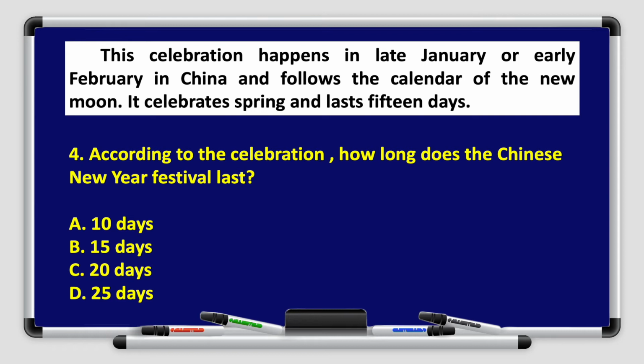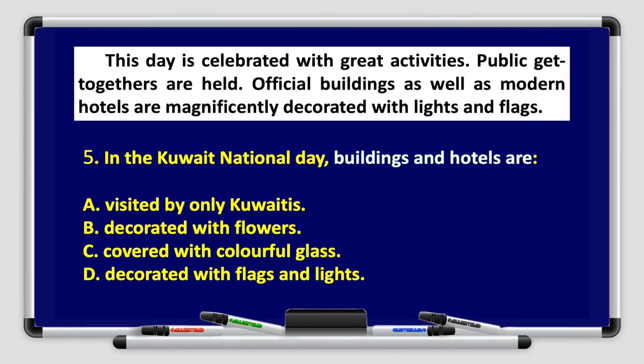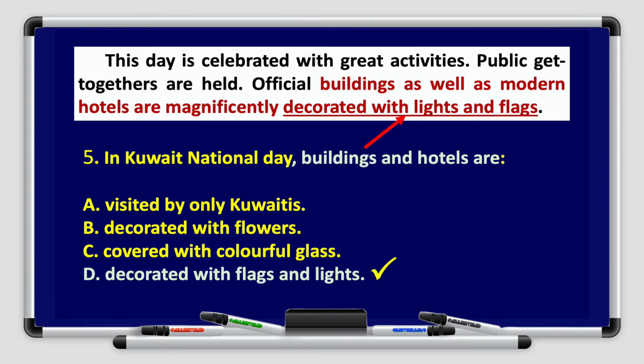Number 4, according to the celebration, how long does the Chinese New Year festival last? Is it A, 10 days, B, 15 days, C, 20 days, D, 25 days? As we see, it's underlined in the paragraph, it's B, 15 days. Number 5, in the Kuwait National Day, buildings and hotels are A, visited by only Kuwaitis, B, decorated with flowers, or C, covered with colorful glass, and D, decorated with flags and lights? As we see, it's underlined in red or highlighted in red. The answer here is D, decorated with flags and lights.